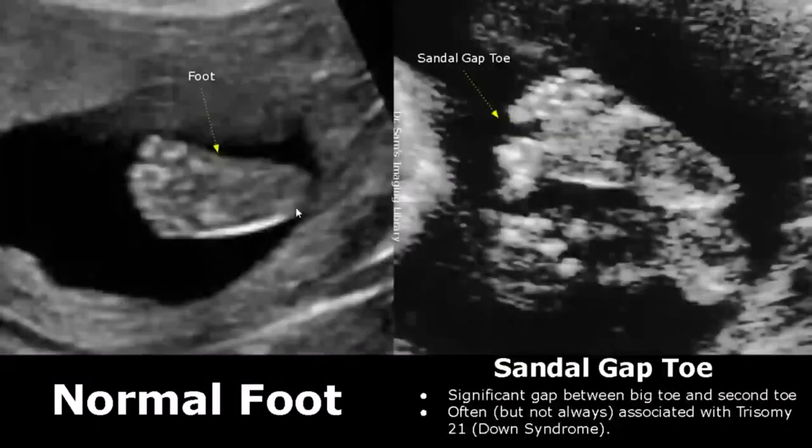A sandal gap toe consists of a prominent gap between the big toe and the second toe. You can see the difference in the size of the gap as compared to the gap in the normal foot. Usually it is an isolated finding, but sometimes it is associated with Down syndrome.